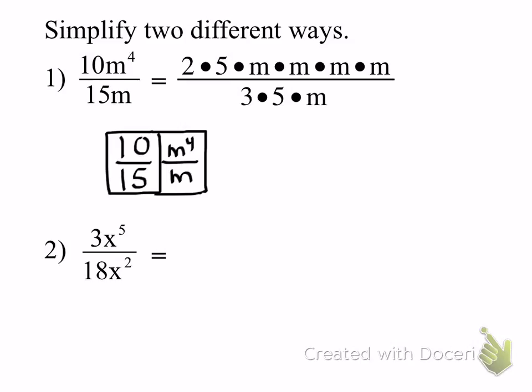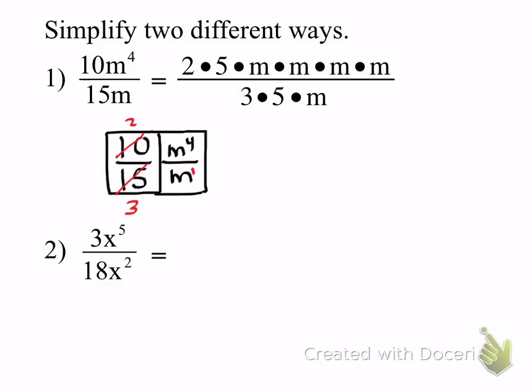Okay. I asked you numerically, what's the greatest number we could divide out of the numerator and denominator? 5. So 10 divided by 5 is what, everybody? 2. And 15 divided by 5 is? 3. Good. Then I asked Nomi, what's the greatest amount of m's I could divide out of the numerator and denominator? We always go with the smallest amount. And she said, m to the first.